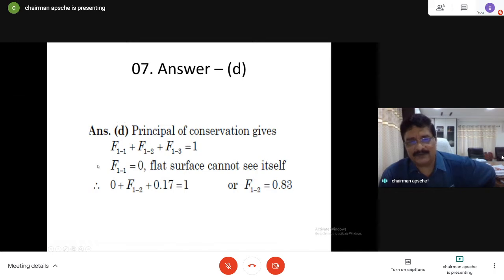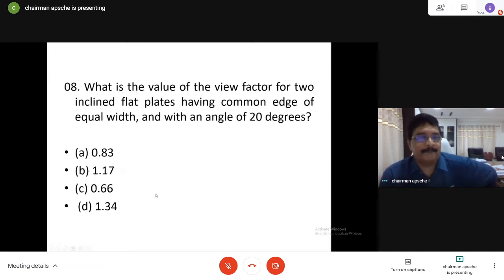F1 to 1 is a flat surface, so there is no chance of radiation leaving it and falling back on itself. It is now interacting with only two other surfaces, 2 and 3. So when F1 to 3 is 0.17, F1 to 2 is 0.83.